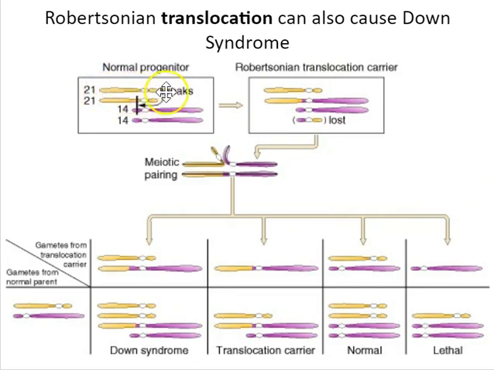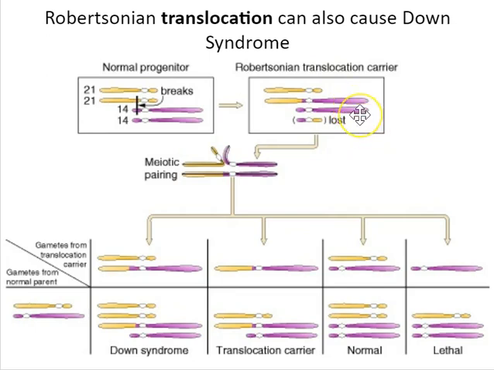So here we have chromosome pair 21, and we have chromosome pair 14. And a break has happened between one of the chromosomes in pair 21 and one of the chromosomes in pair 14. A break happened, the cell fixed the break, but it got it a little bit wrong. And what happened is part of chromosome 21 moved over and fused with chromosome 14.